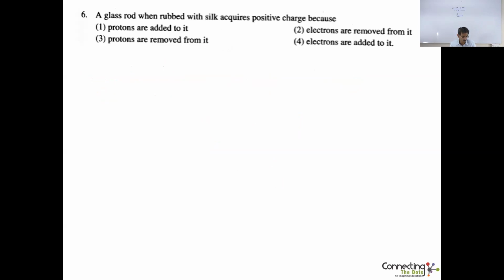Next question is, a glass rod when rubbed with silk acquires positive charge because positive charge can only be acquired if electrons are removed from it. If the number of protons and electrons are the same, then the object has net 0 charge. But in this case, since the glass rod has acquired a positive charge, it can only be because electrons have been removed from it. Option 2.